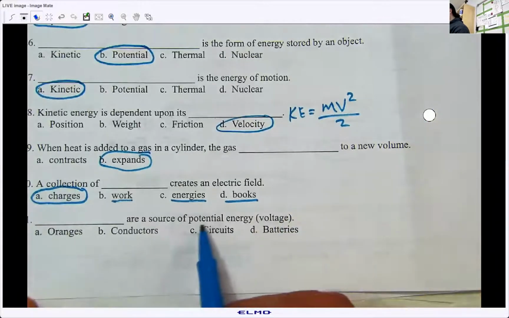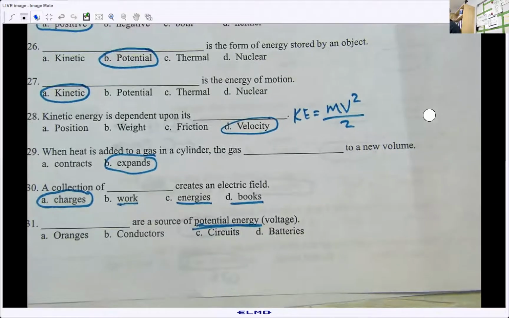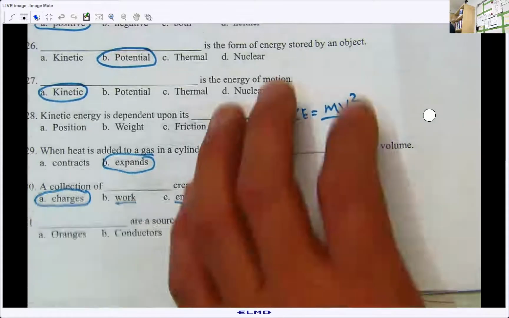Blanks are a source of potential energy. I gave you the example early on when we first started talking about potential energy, and I said a battery has the potential energy in it. If you set it there, it doesn't do anything, but you could use it later on. It would be a battery.